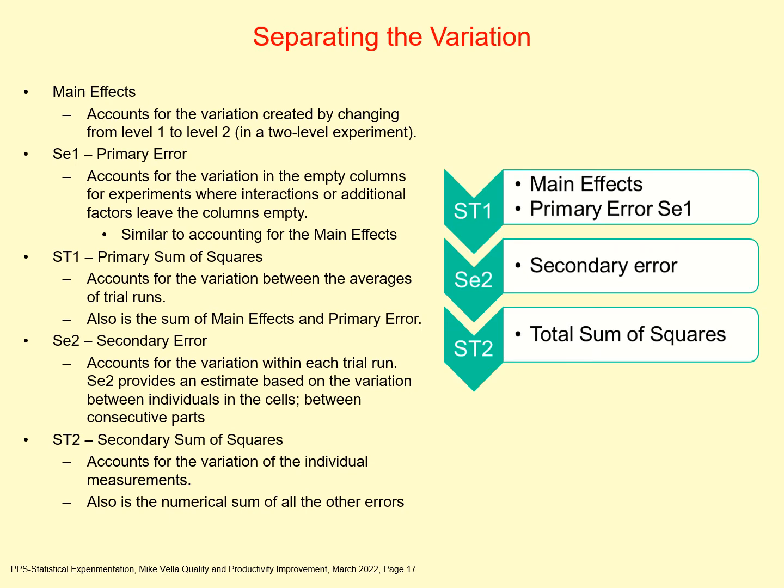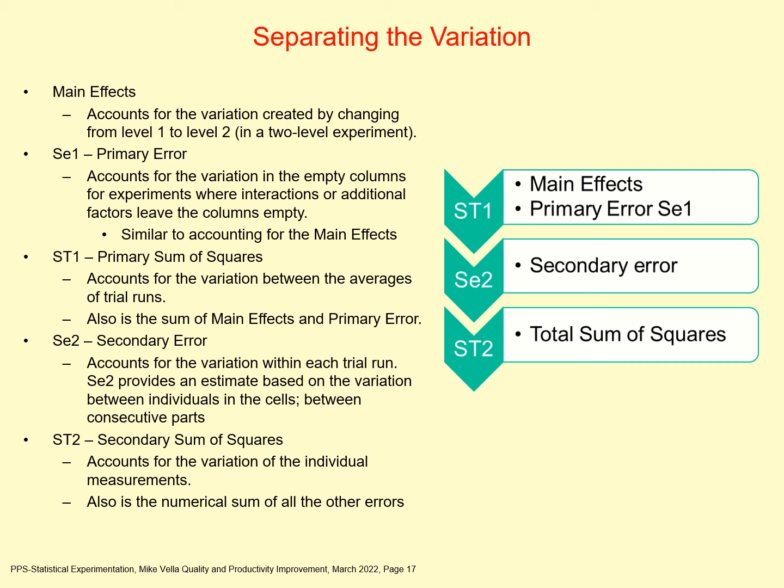So let's take a moment to discuss some of the terminology we're going to be seeing eventually in all the tables coming up. And we're going to do that by what we call separating the variation. First off, we're going to be talking about main effects. And the main effects are what accounts for the variation when we change from level 1 to level 2 in this 2-level experiment. So when we change factor A from level 1 to level 2, that's a main effect, and we're going to account for that.